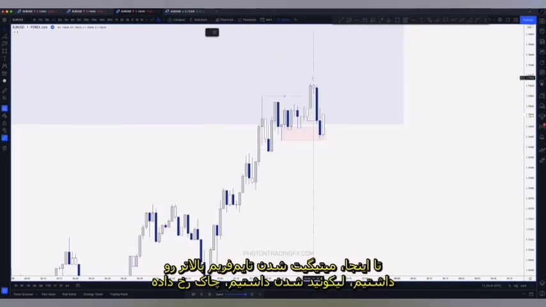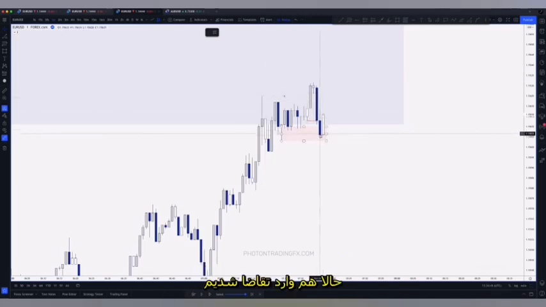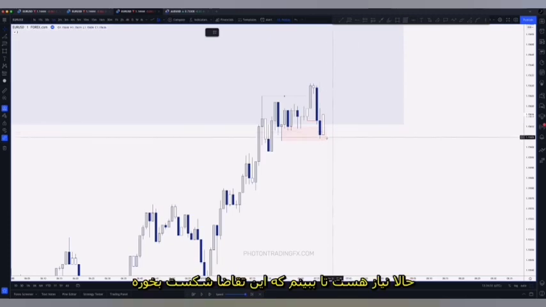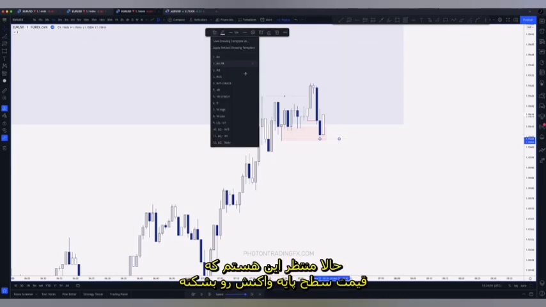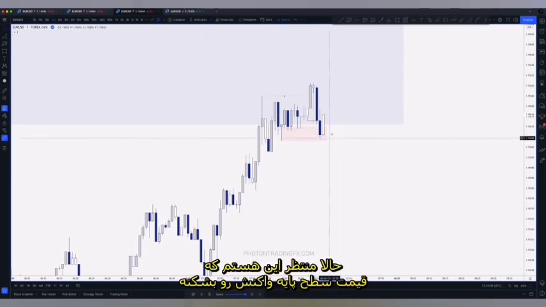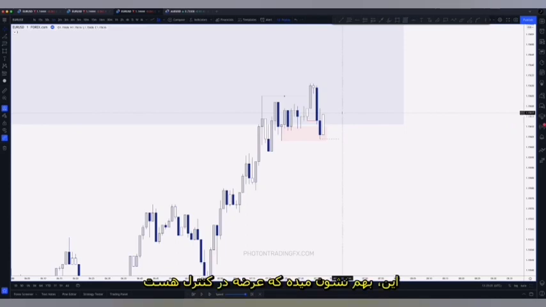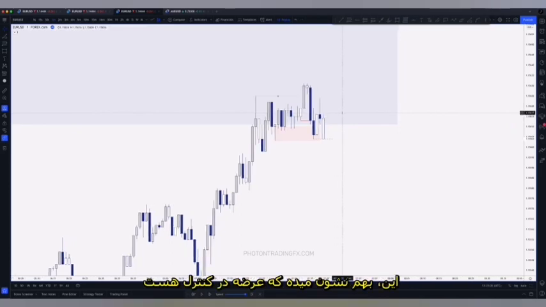Okay, so now I've had my hard time frame mitigation, liquidation. I've had my change of character. Now we are moving into demand. So now what I need to see is I need to see this demand level fail. So I mark out the base of the reaction, right? And now what I want to see is price break the base of this reaction. And that will show me that supply is in control.